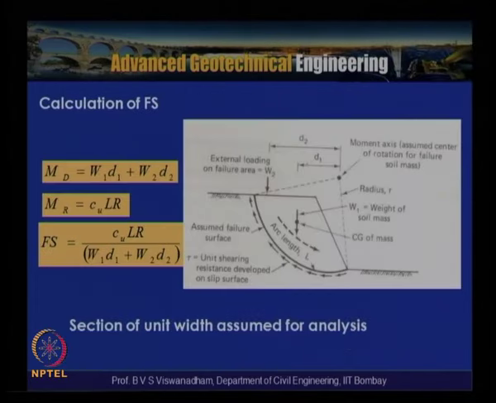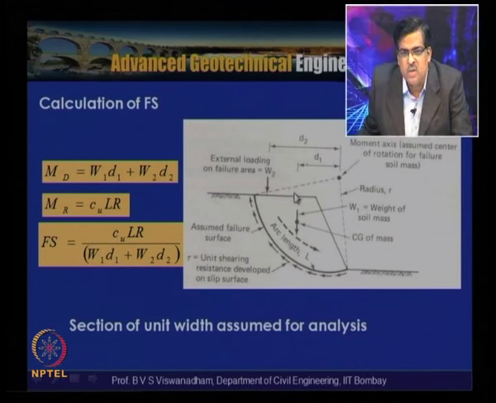So, the calculation of factor of safety: if you have, let us say, an external load within the failure zone, either due to a distributed load, then one needs to consider that if this is identified as the potential failure surface, then in this zone the load is distributed over this length, into the length perpendicular, and the CG of that load is actually located there.